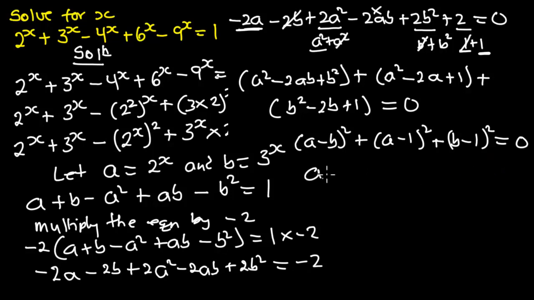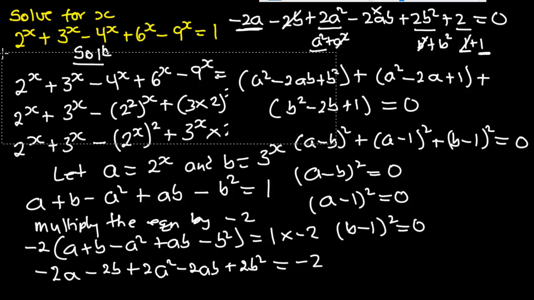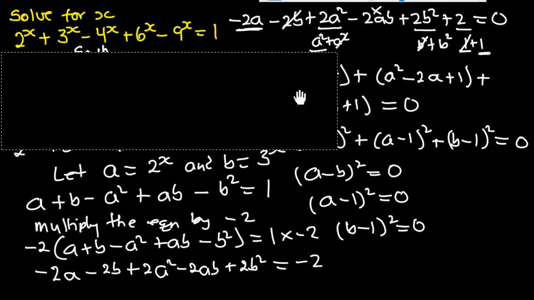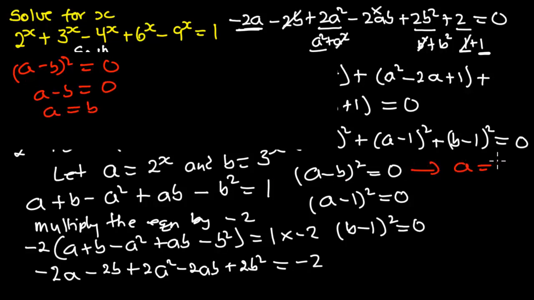So we are going to equate (a minus b) squared to be equal to 0, and also equate (a minus 1) squared to be equal to 0, (b minus 1) squared also to be equal to 0. Now let's clean this side before. So let us consider when we have (a minus b) squared. This one is equal to 0. Now you are going to have a minus b equal to 0, and a is equal to b. So over here a is equal to b.